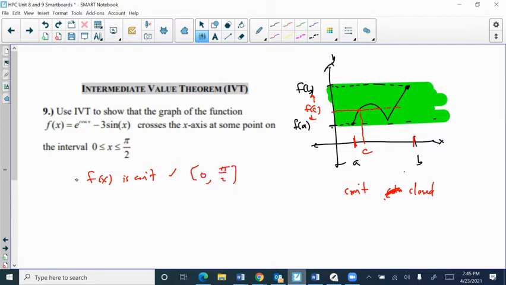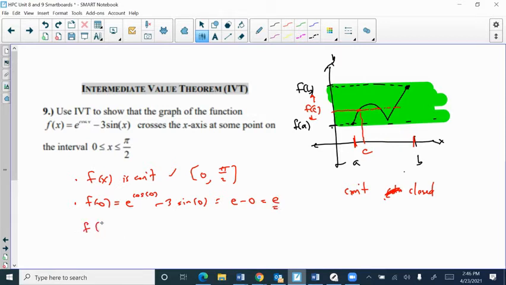And then the next thing I want to do is analyze, well, what is f of 0? f of 0 is equal to e to the cosine of 0 minus 3 sine of 0. Well, cosine of 0 is 1, so this gives me e, and then sine of 0 is 0, so I get e minus 0, which is equal to e. So f of 0 is e.